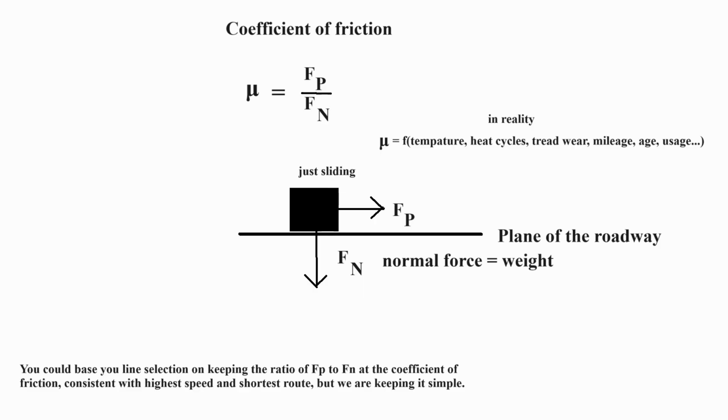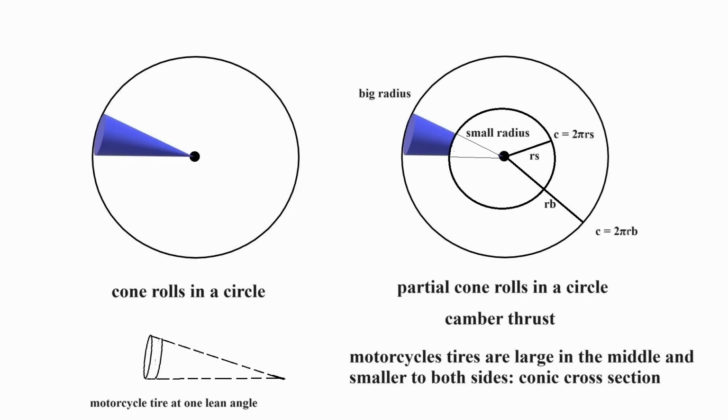The coefficient of friction tells you when your tires will start sliding. It is the ratio of the force in the plane of the road to the normal force. The coefficient of friction changes depending on temperature, heat cycle, tread wear, and a bunch of other factors. It is still a useful tool for analysis, but it is not a fundamental theory like centrifugal force. Your motorcycle tire has a conic cross section and turns like a rolling cone with camber thrust.